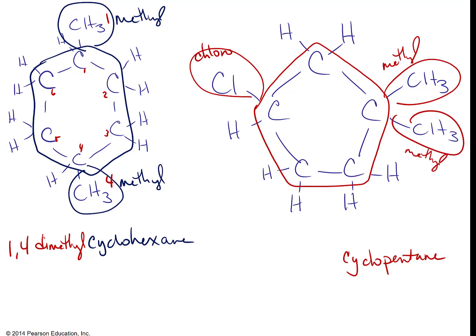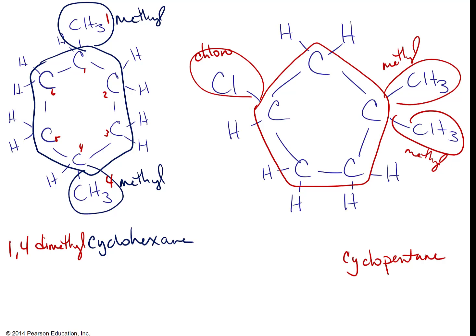Well, can you start with one of them? Would it be 1, 2? Oh, they're on the same carbon. Yeah, it should be 1, 1 dimethyl, not 1, 2, because they're both on carbon 1. Okay, exactly right. You always list all the carbon atoms that they're attached to.